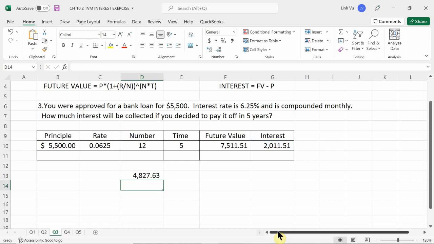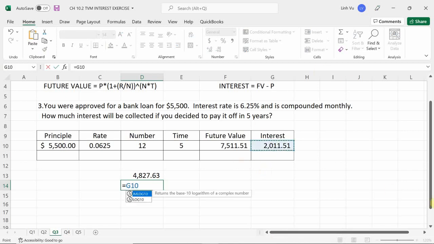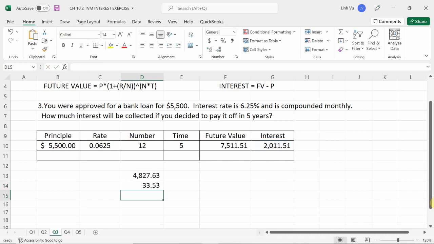And then that means you're going to end up paying, that's wrong. You're going to take your interest, right, and you're going to divide it by 60. So what's 5? 5 times 12 is 60. There you go. You're going to pay $33.53 per month for interest. And that's how they calculate it for you.